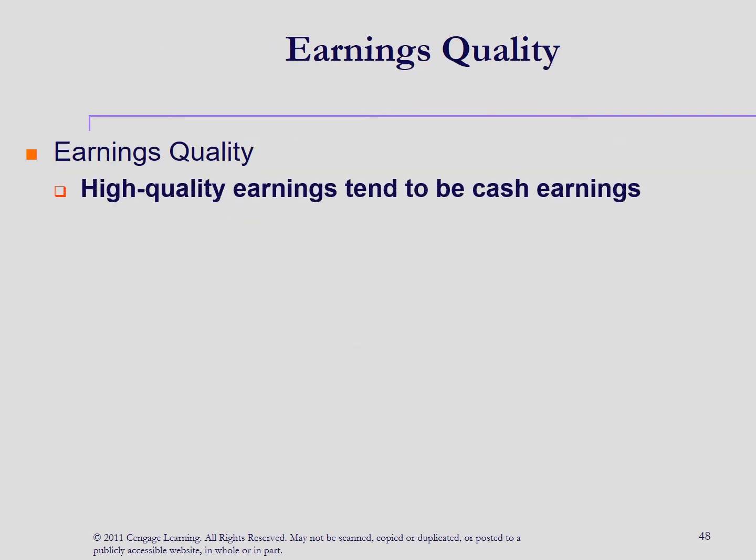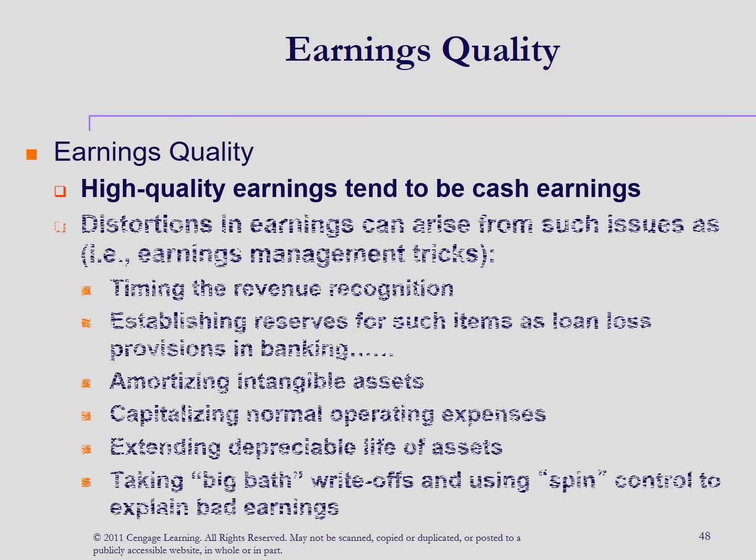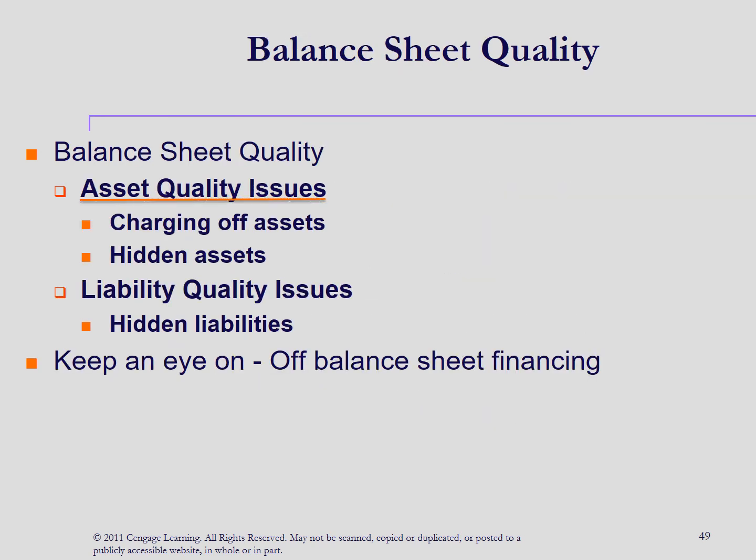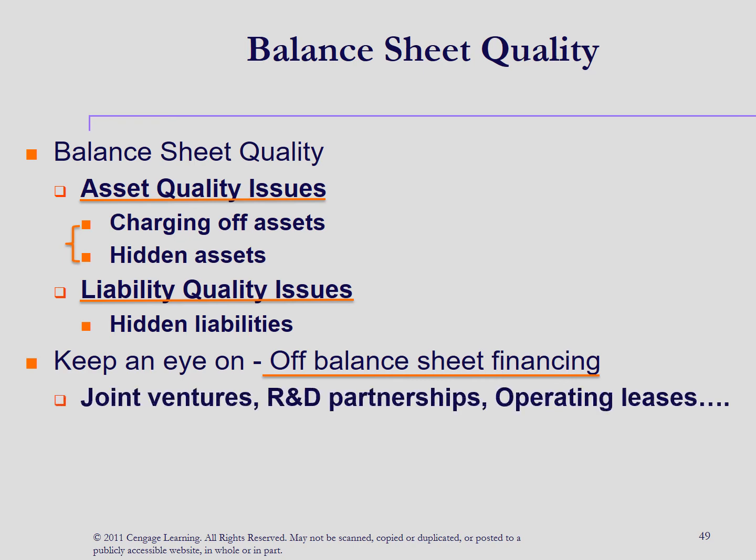High-quality earnings tend to be cash earnings. Earnings management tricks include but are not limited to the following. Asset quality issues include charging off of assets and hidden assets. Liability quality issues include hidden liabilities. Keep an eye on off-balance sheet financing such as joint ventures, R&D partnerships, operating leases, and so on.